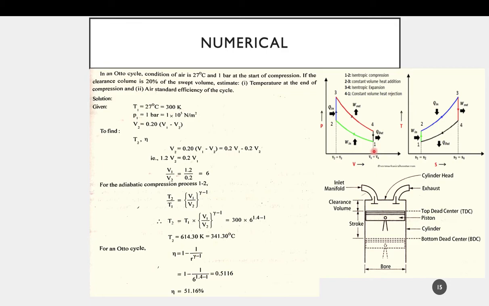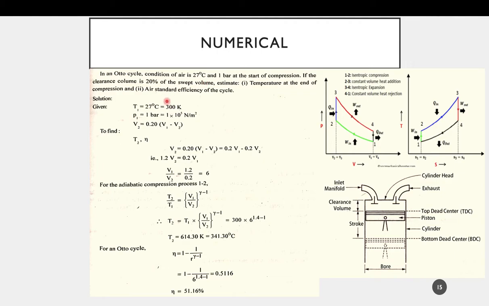So the start of the compression represents state point 1. At state point 1, the temperature T1 is 27 degrees Celsius and pressure P1 is 1 bar. So you can write the given quantities. That is the third step in solving the problem. The first step is you identify the cycle. Second step is draw the PV and TS diagram. Third step is write the given conditions in standard units.